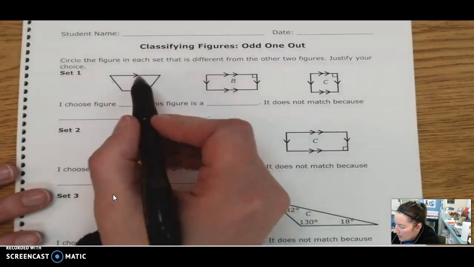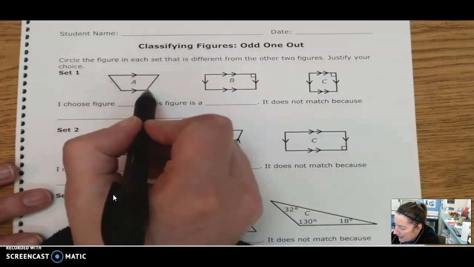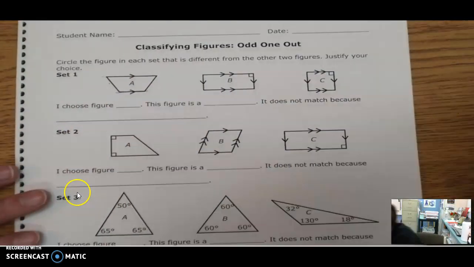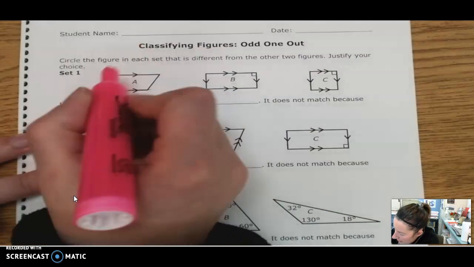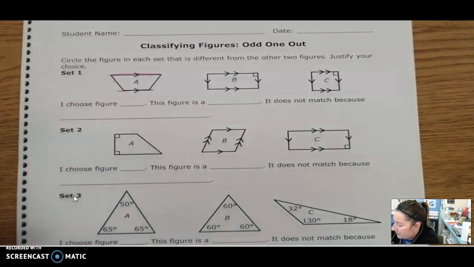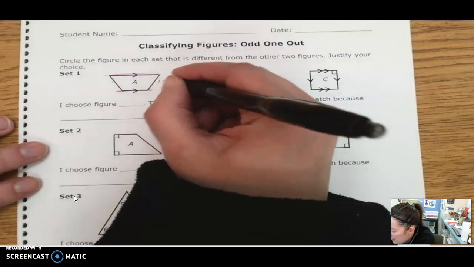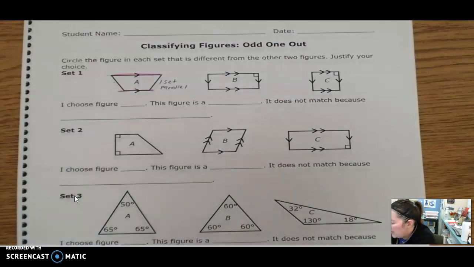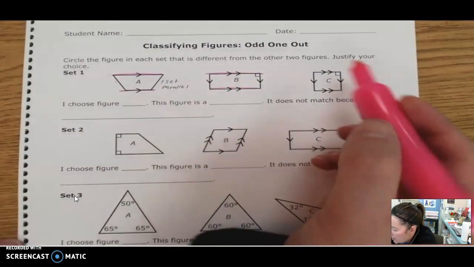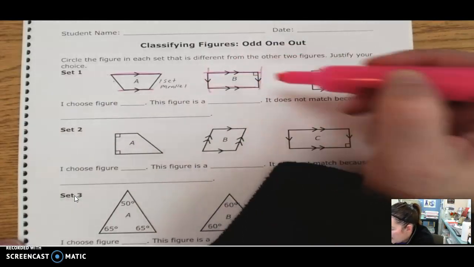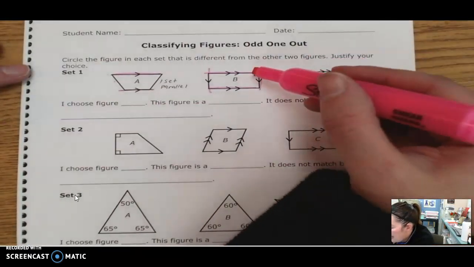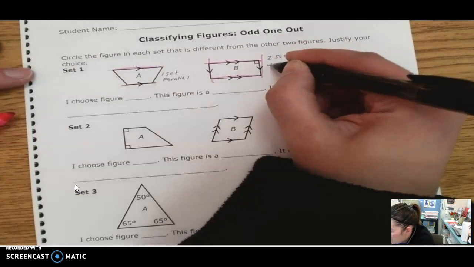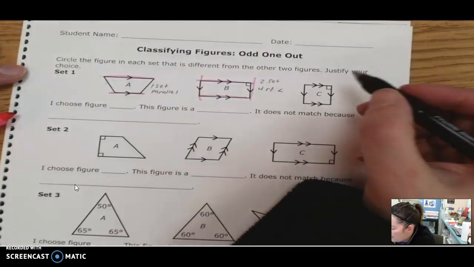So this one I know has a set of parallel sides. That's what these arrows mean. So this is parallel with this. Let me grab a highlighter and mark those for us. So it has one set of parallel lines. This one has two sets of parallel lines. Two here, that's one set, and then another set there, and it has 4 right angles. So 2 sets and 4 right angles.